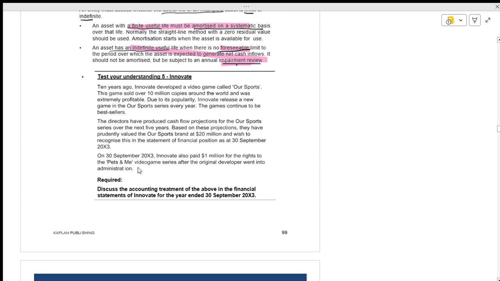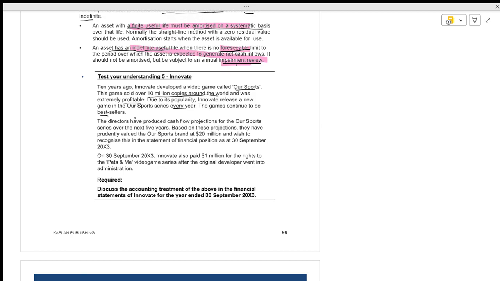Test your understanding with respect to Innovate. Very simple. They will just mention, ask you on this: 10 years ago, Innovate developed a video game called Our Sports. They have sold 10 million copies around the world and it was extremely profitable. Due to its popularity, Innovate releases a new sports game every year. This game continues to be a bestseller. What terms does it qualify as an intangible asset?